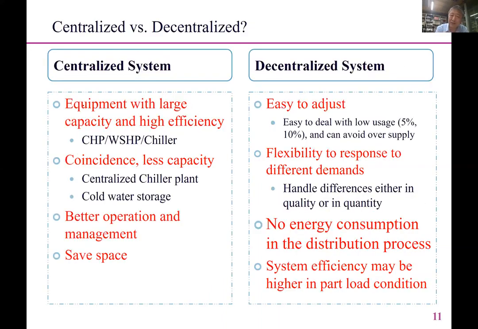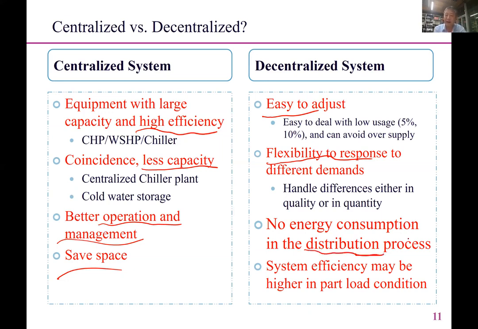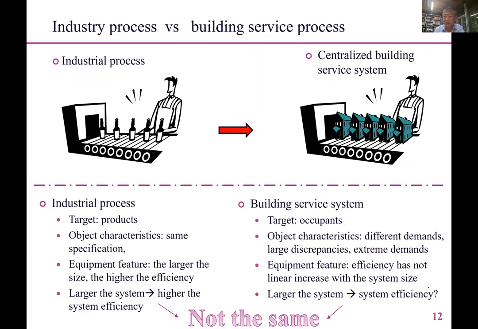The people who support the centralized system believe it is a larger system with higher efficiency, and maybe by coincidence needs less capacity, with better operation, better management, even saving space. But the people who support the decentralized system believe the small, independent ones are easy to adjust, flexible in response, and need no energy for distribution. That's also an advantage. For the part load situation, they may get high efficiency. So two different points.